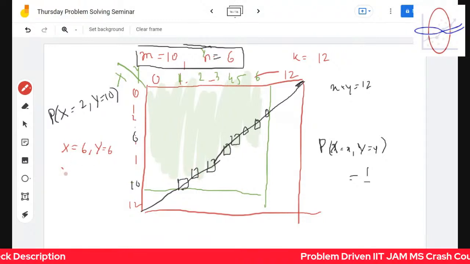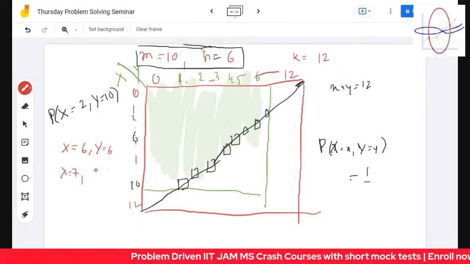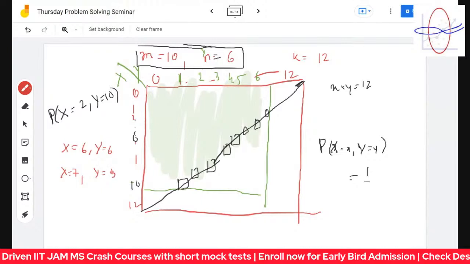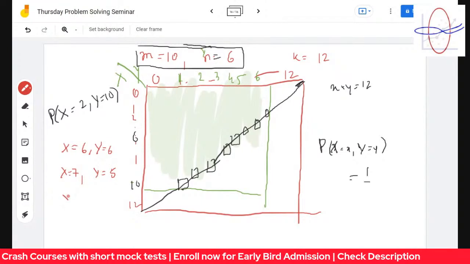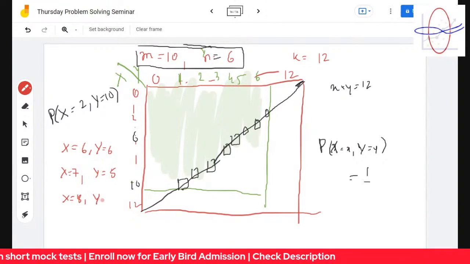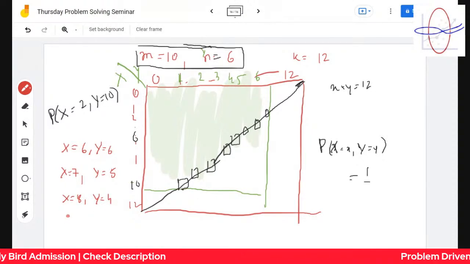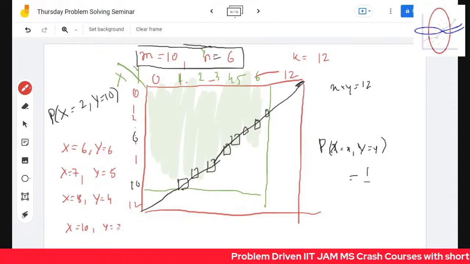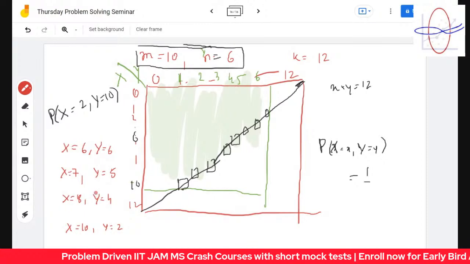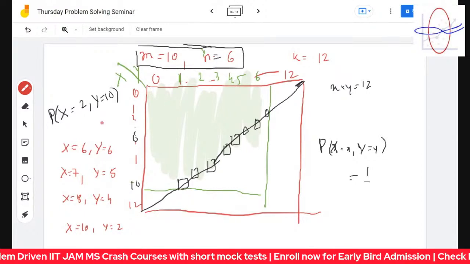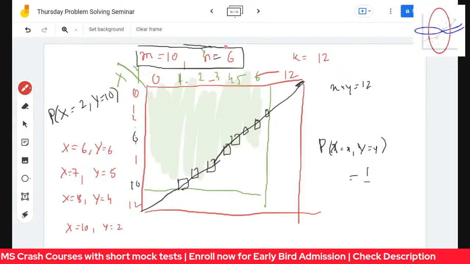And for X equal to 7, Y can be 5. And for X equal to 8, Y will be 4. Still how much will it go? 10. So Y will be 2. After that it will not go. So how many cases are there? 5 cases.